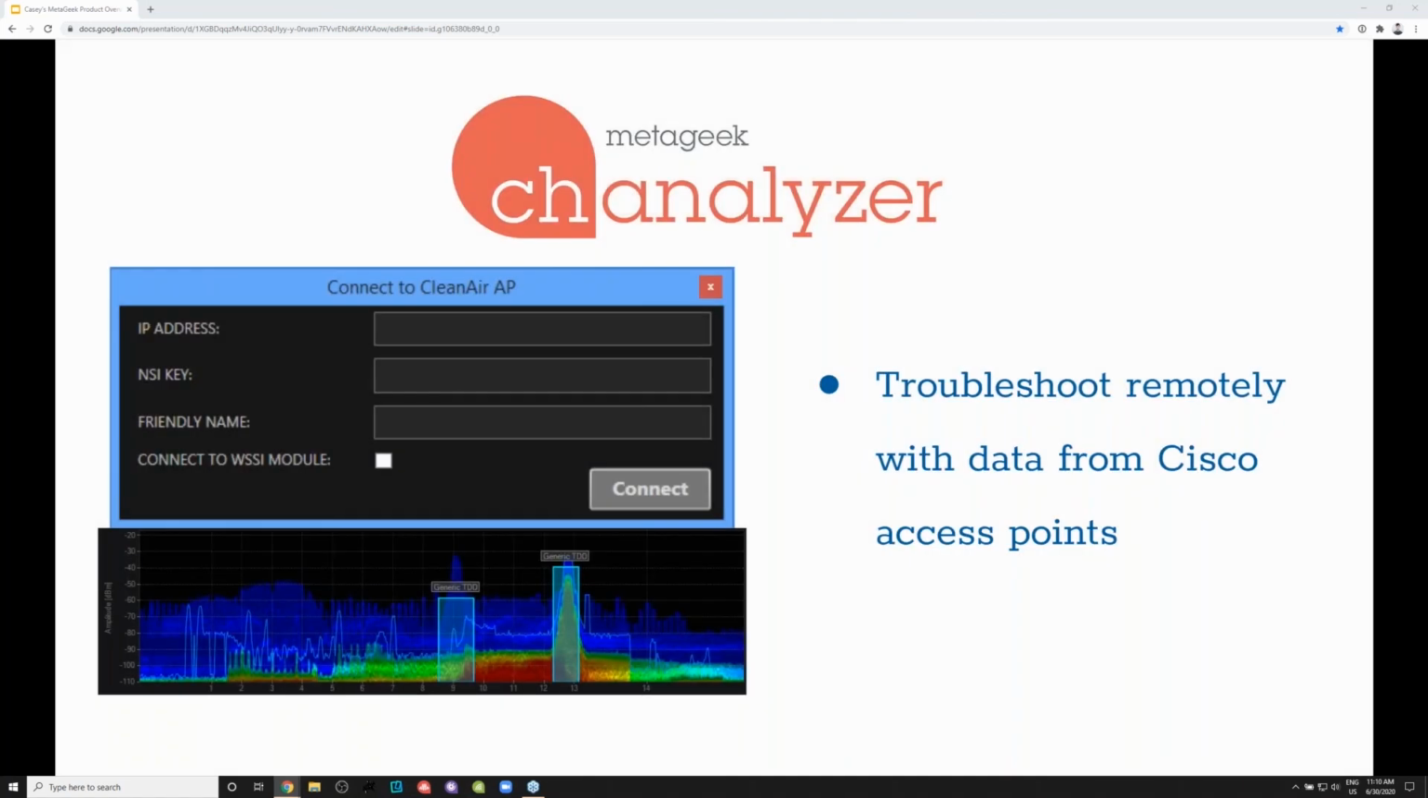If you deploy Cisco access points, if they are the Clean Air enabled access points, then you can also troubleshoot remotely. I know a lot of customers that will deploy 3802s, for instance, which are the newest access point by Cisco, and then they don't actually have to go to the site to troubleshoot the spectrum or the Wi-Fi data. They can just connect to the Clean Air module, and Streakwave does sell this accessory as well, standalone.